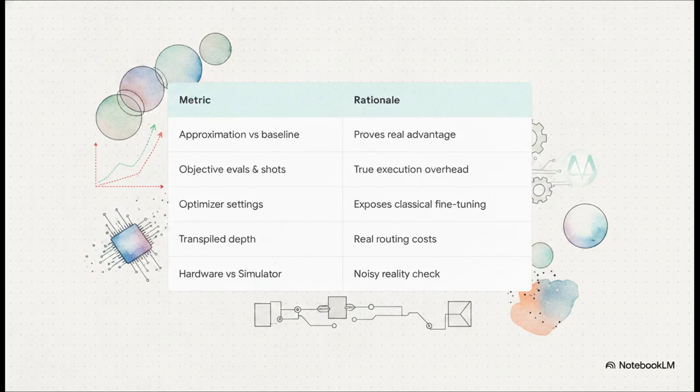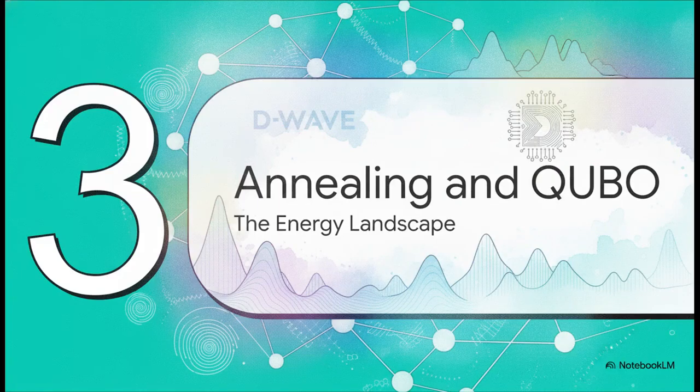We need the transpiled circuit depth to expose the real routing and native gate expansion costs. And finally, were these parameters trained on an idealized simulator or on noisy physical hardware? Because without these receipts, a successful run doesn't actually mean much for real-world competitiveness. That brings us to Section 3, Quantum Annealing and QUBO, the energy landscape.